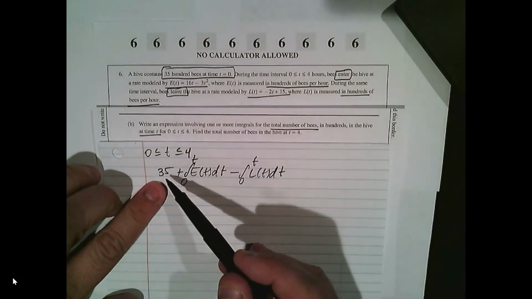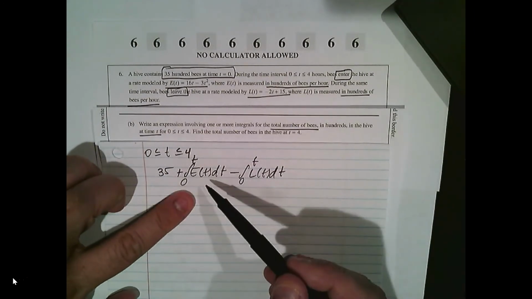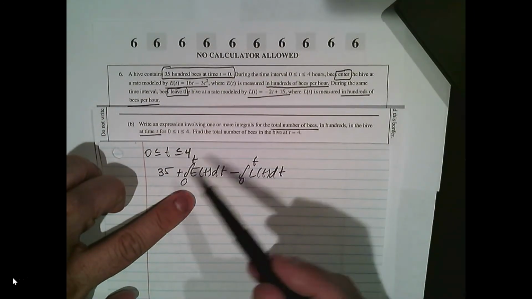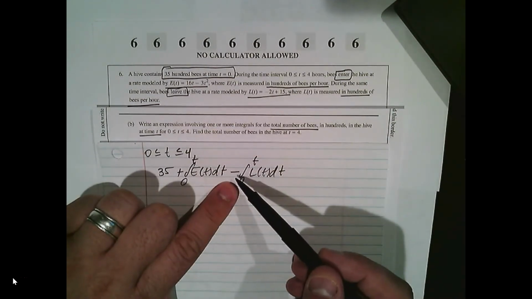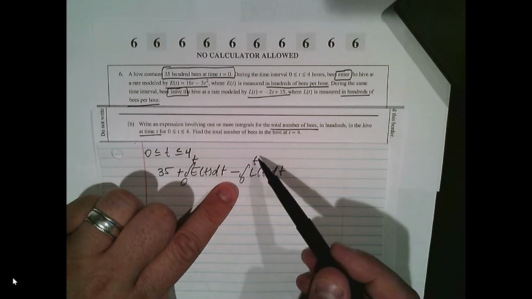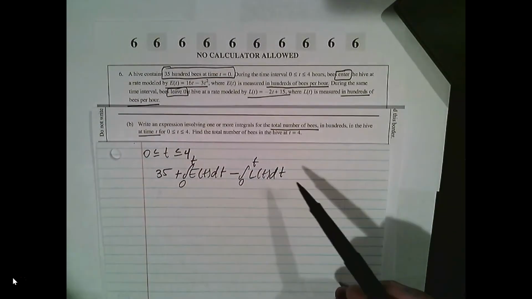It's the 3,500 bees in the beginning, plus the total number of bees that will enter from 0 to time t in hundreds, minus the number that are going to leave from 0 to t, also in hundreds.